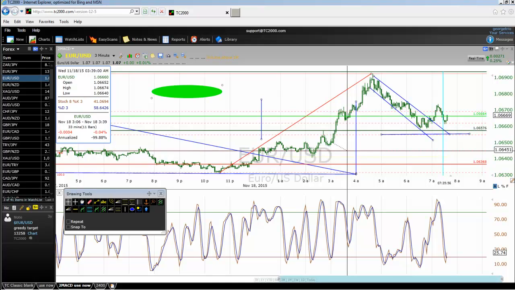15, 21 pips. Okay, let's use 21 pips. It's not a big difference. All right, let's use 21 pips. Leave it at 106.45. Okay.